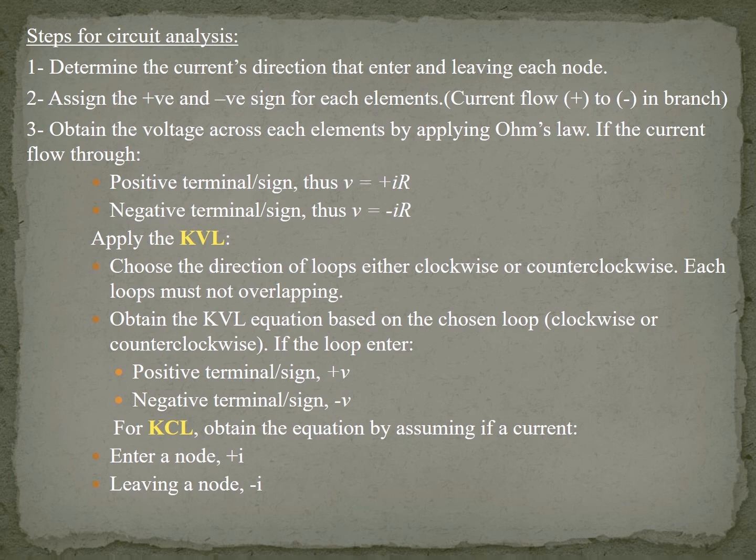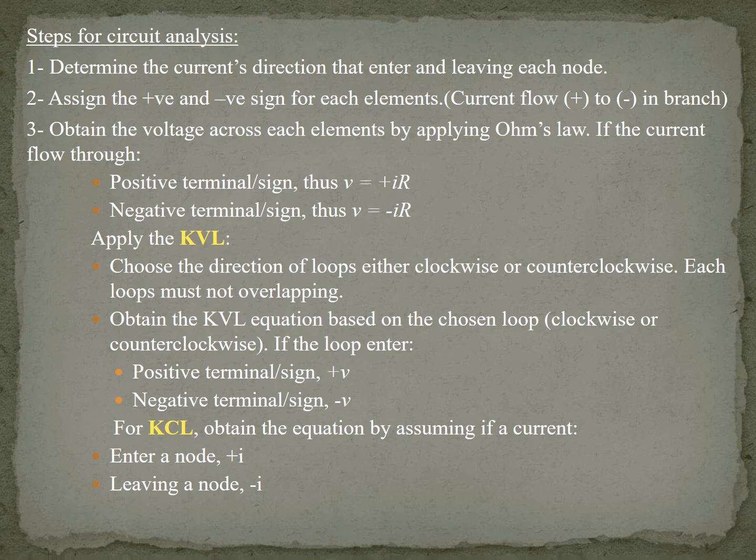Next, steps for circuit analysis. First, we need to determine the current direction entering and leaving each node. Second, we need to assign the positive and negative signs for each element. Current flows from positive to negative in a branch. Third, obtain the voltage across each element by applying Ohm's law. If the current flows through the positive terminal sign, then V equal to positive IR. Otherwise, if negative terminal sign, then V equal to negative IR.